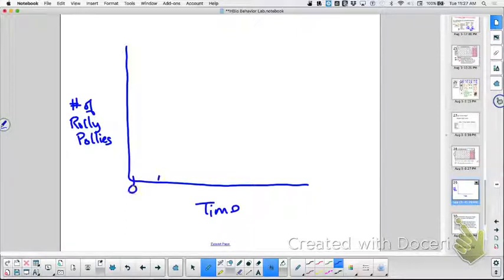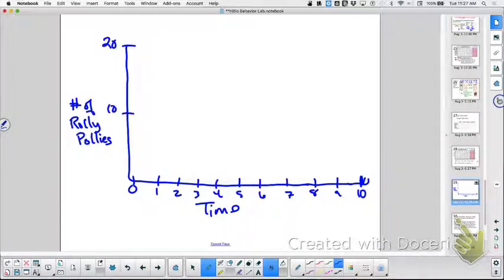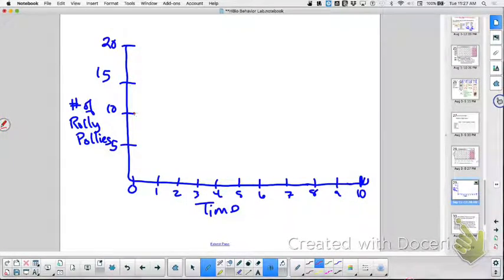So you would have time 0, 1, 2, 3, 4, 5, 6, 7, 8, 9, 10, right? And then you would have number of roly-polies. If you had 20 roly-polies, that would be here, 10 roly-polies, it would be here, 5 roly-polies, and 15, right? So if I was doing the light and dark, at time 0, you had 10 roly-polies, right? Time 0 is 10 roly-polies. What did you have at 1 minute?